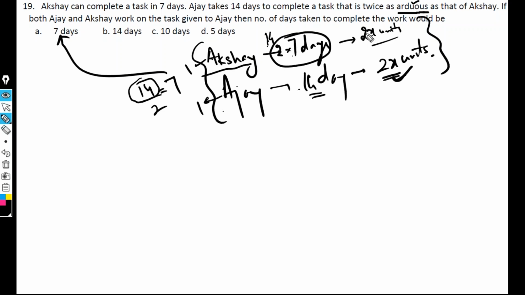Madhu, I am multiplying it by 2 because I am given that both Ajay and Akshay are going to work on the task given to Ajay. So Ajay is given a task of 2x units. I know Ajay can complete 2x in 14 days. So I need to find the time taken by Akshay to complete the very same work. That's why I multiplied both sides by 2, because Akshay can complete x units in 7 days. If your work is getting doubled, your time also doubles.